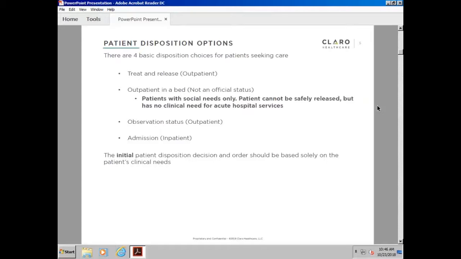Observation status, we have that. That is the status. And then admission, we can admit them to inpatient. But that initial patient disposition and decision should be based solely on that clinical need at the time. We want to get it right at the beginning.